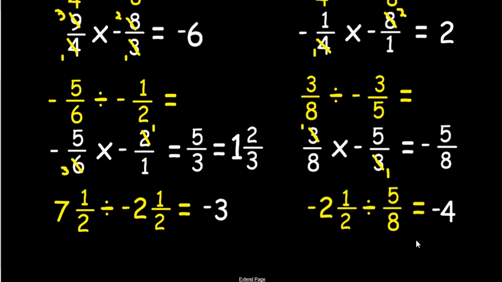So I hope that helped you to understand how to divide rational numbers, specifically positive and negative fractions and mixed numbers. See ya.